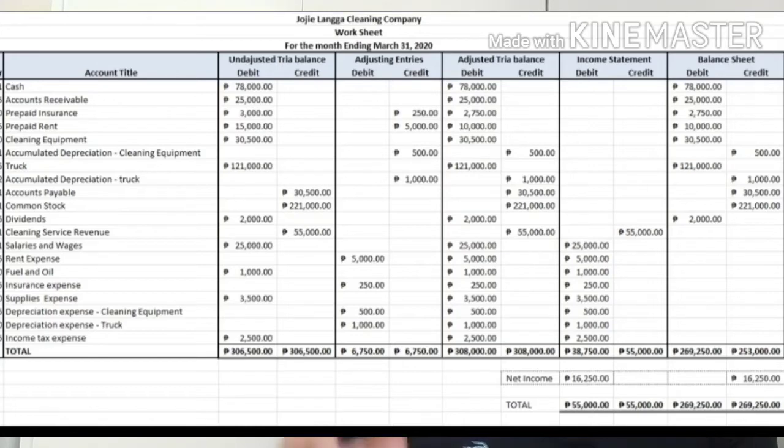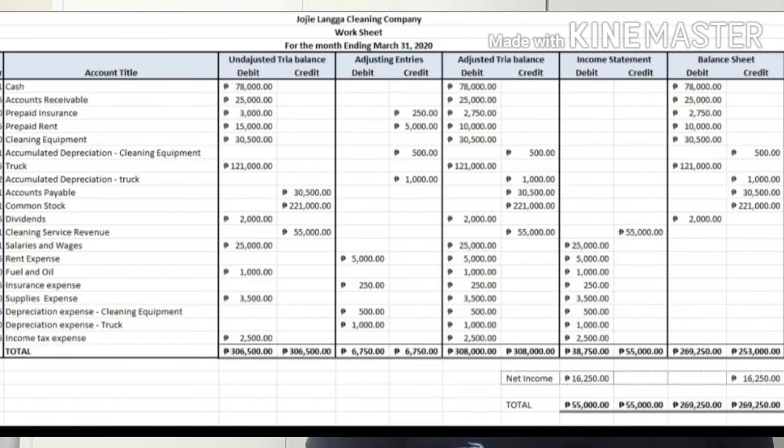So now cleaning service revenue belongs to the income statement accounts, so we have to copy it in the credit side. Salaries and wages, income statement accounts. Again, the income statement includes revenue and expense. All expenses and income we will put in the income statement. Rent expense, fuel and oil in the income statement. Supplies expense, depreciation expense, cleaning equipment, depreciation expense, truck, income tax expense.